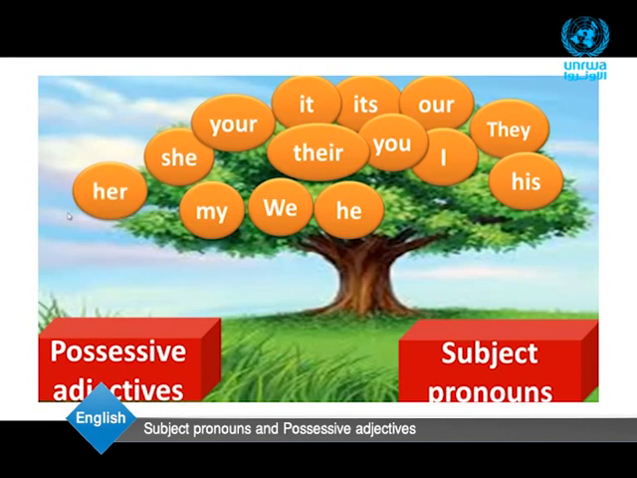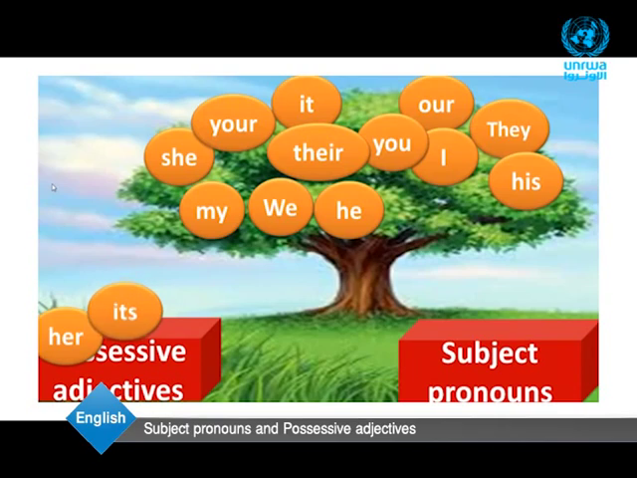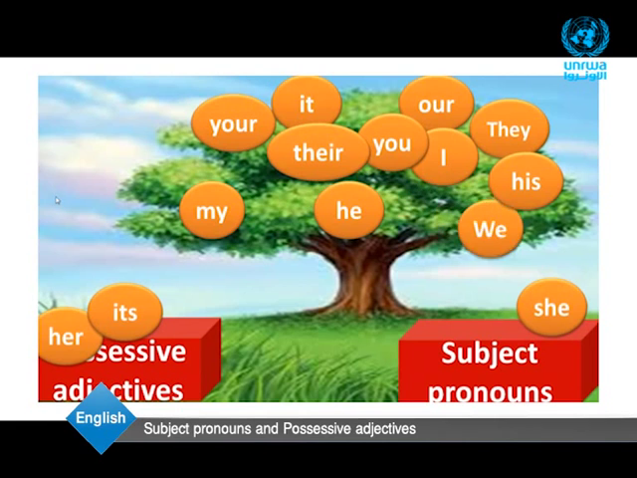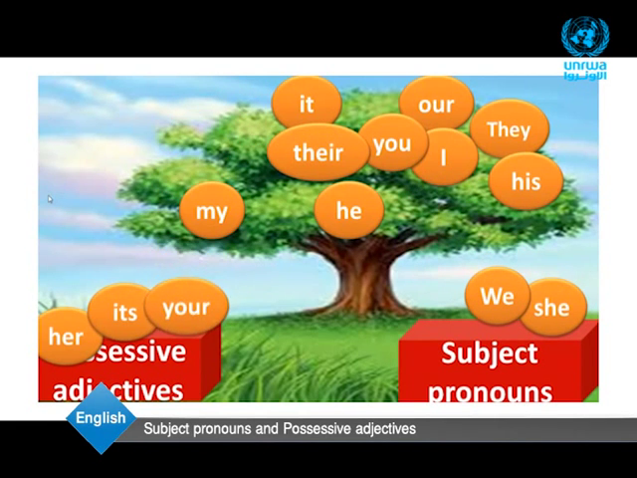Look, here is a possessive adjective. What about its? Its is also a possessive adjective. She is a subjective pronoun. We is also a subjective pronoun. Your is a possessive adjective. Our is also a possessive adjective.